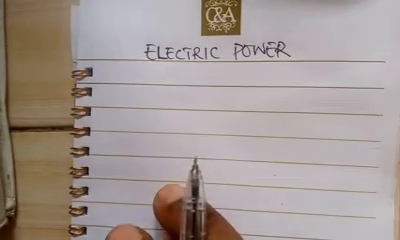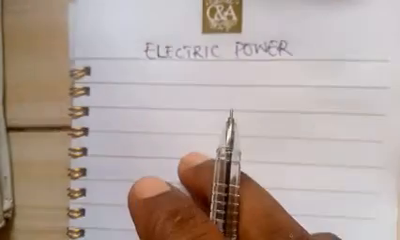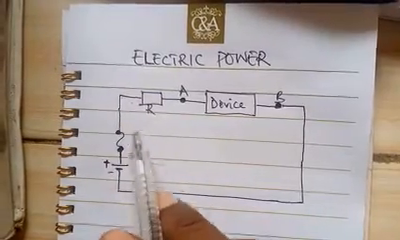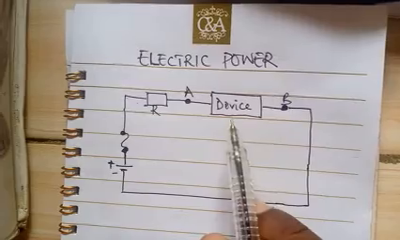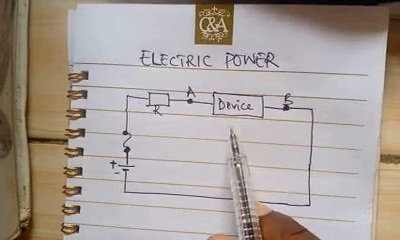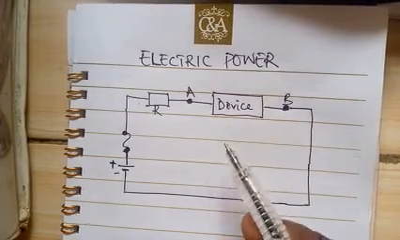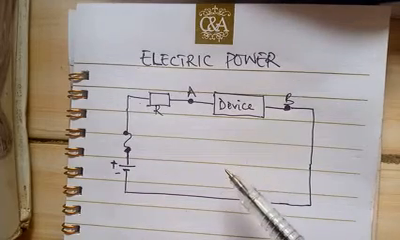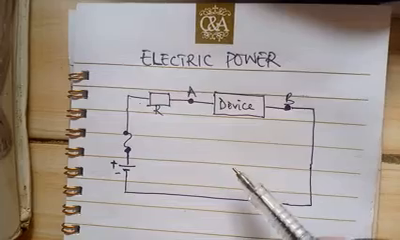In this video, we're going to talk about electric power. For example, suppose this battery is connected to a device. An example, this device can be an electric motor, electric heater, stove, pure resistor, a storage battery, a toaster, anything.